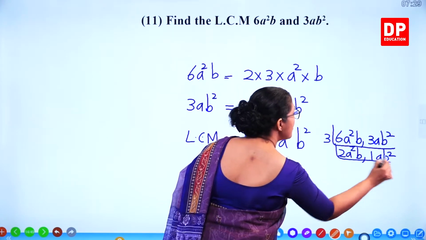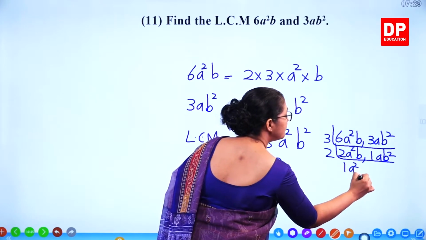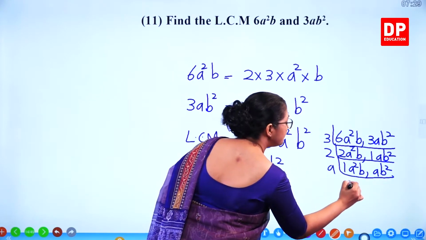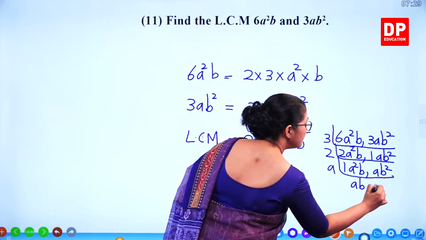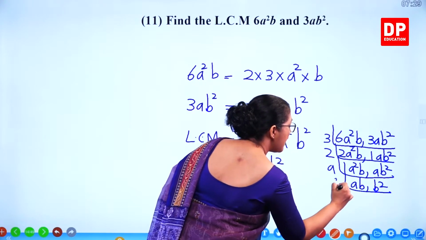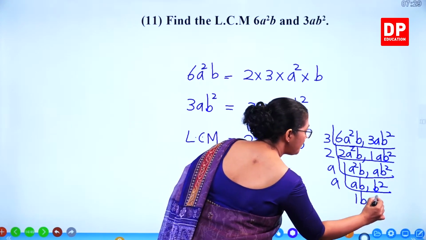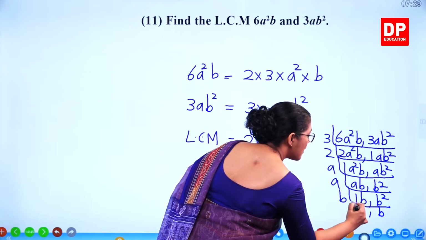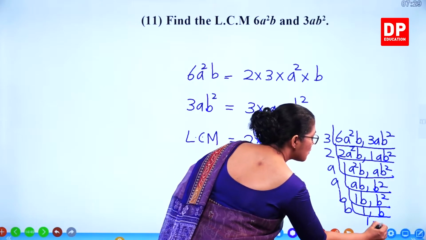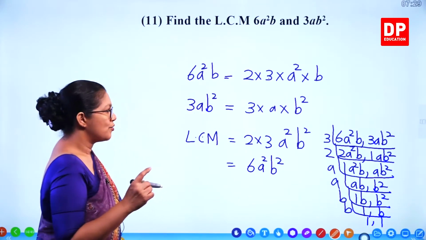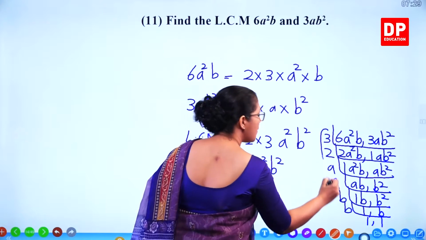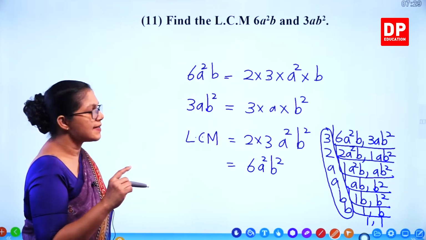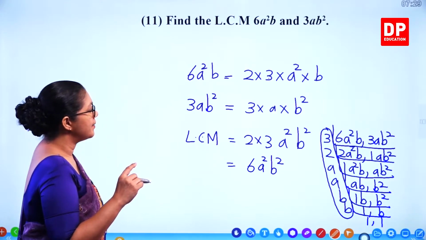You can divide by 2. Divide by a. Divide by a again. Divide by b. Again divide by b till you get 1. So you can use this method as well, and then you multiply all these together. That's the lowest common multiple, 6a squared b squared.